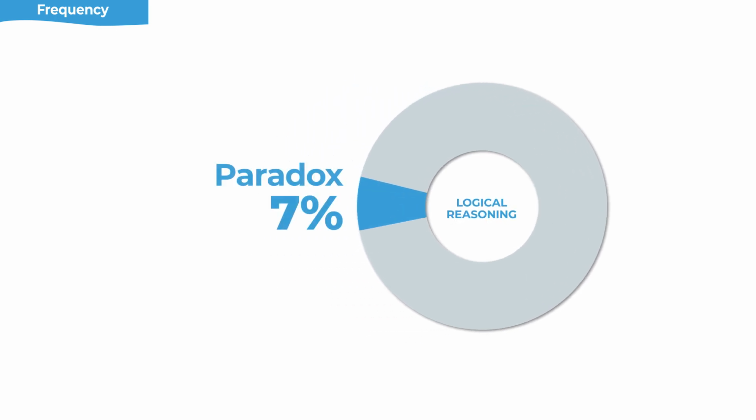About 7% of all logical reasoning questions are paradox questions, and the type of thinking that pays off on these questions also pays off on weaken questions and on strengthen questions, so any improvement you can make on one of those three question types will have an influence on the other.